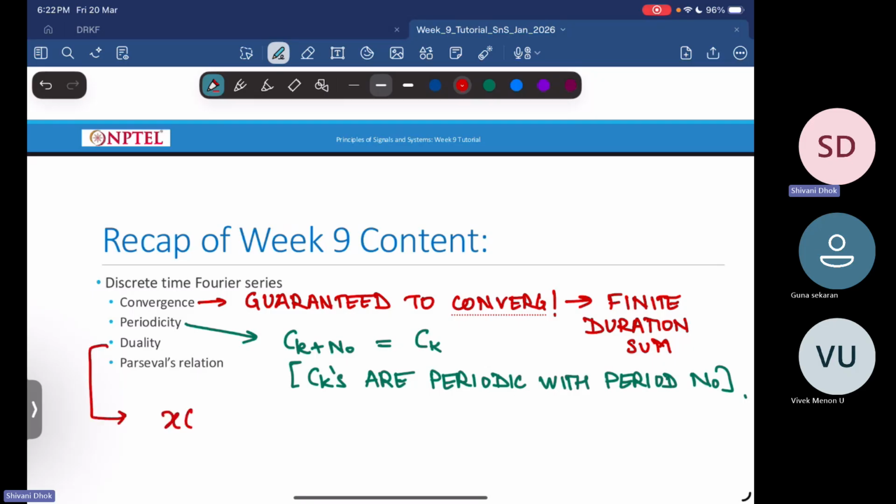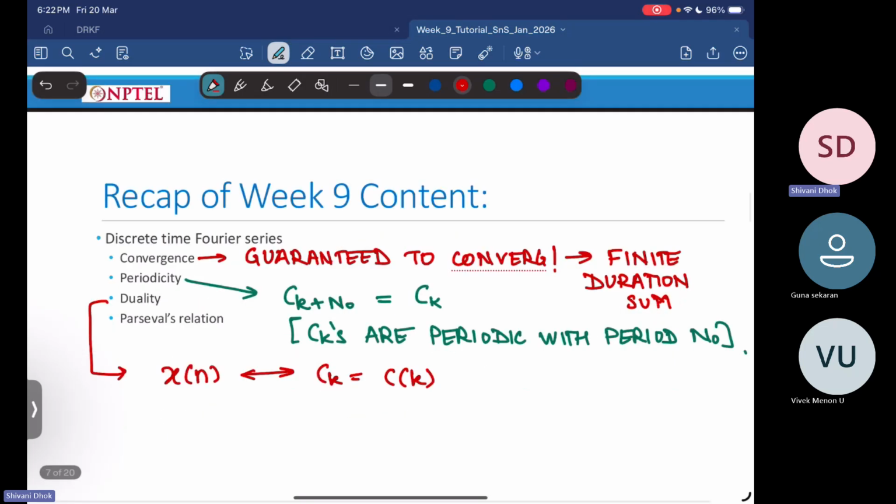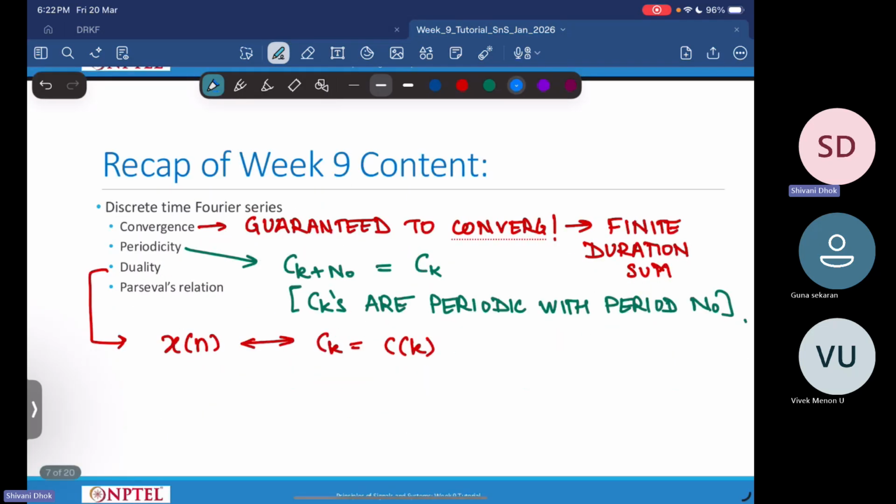Then we looked at another interesting thing, that is duality. So let's say x of n has Fourier series coefficients ck, also denoted as c of k. Then if you take ck's in your time domain, that is, you have c of n, the Fourier series coefficients of this particular signal will be n naught times x of minus k. So this is the duality property of your Fourier series coefficients.